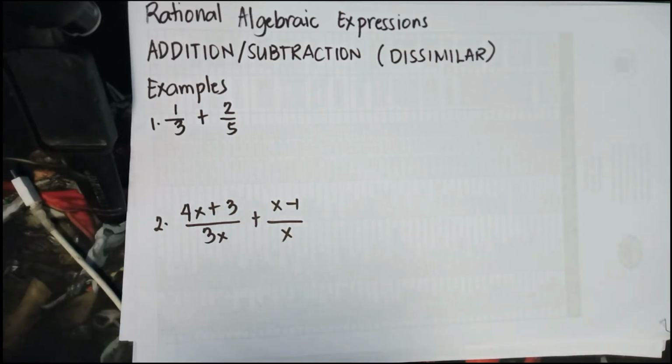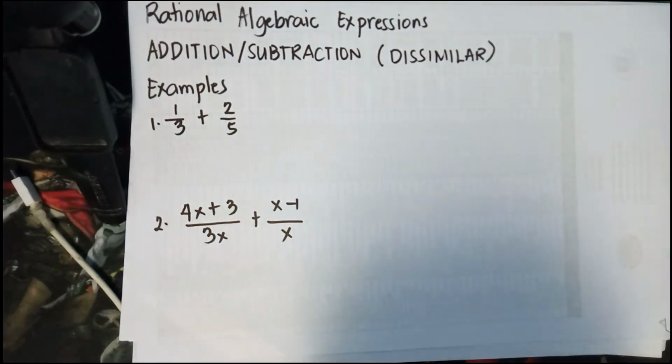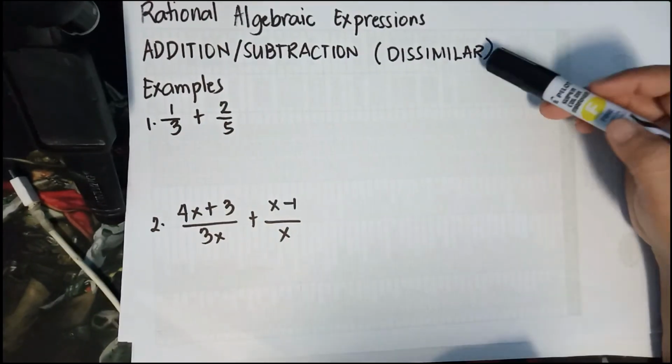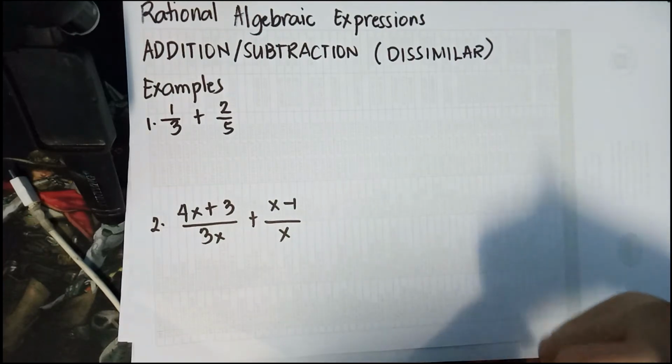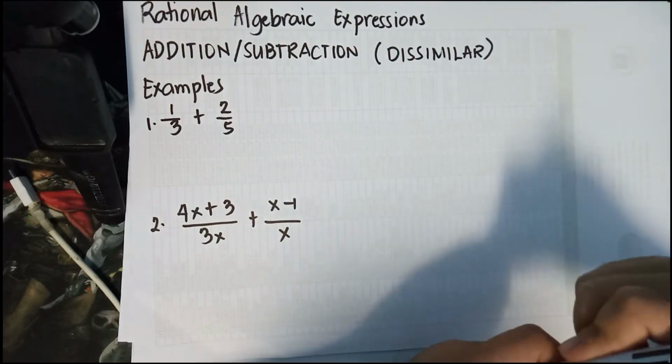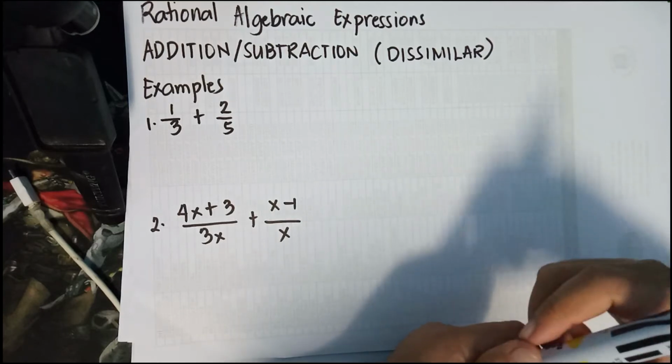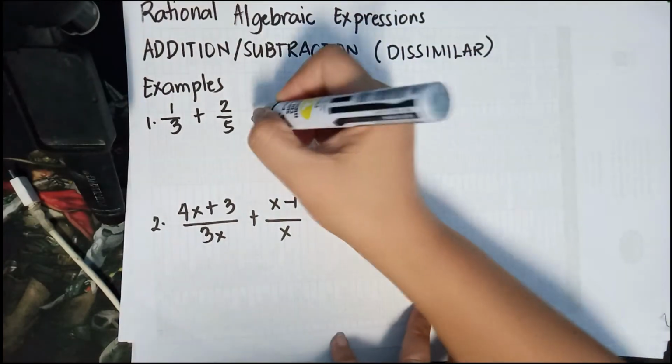Operation of rational algebraic expressions. We have addition or subtraction of dissimilar fractions. When we are talking about dissimilar, they have different denominators. Examples. Number 1, 1/3 plus 2/5.